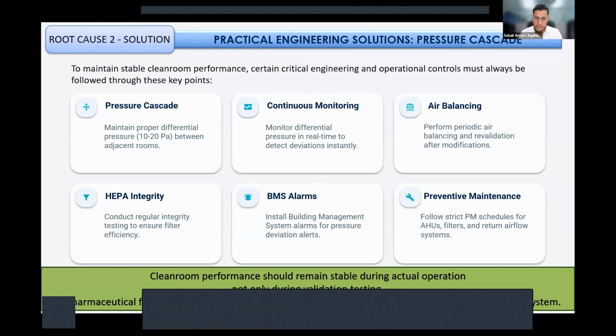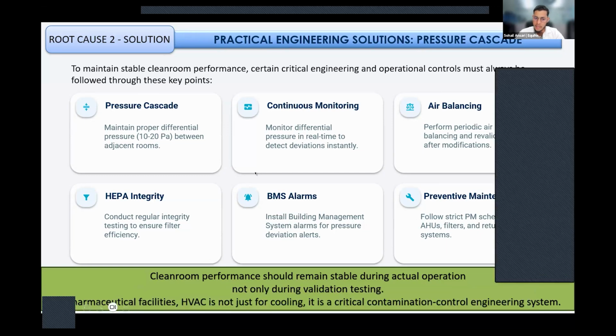between adjacent rooms. We have to monitor continuous differential pressure in real time, detect deviation instantly, perform periodic air balancing and revalidation after modifications, conduct regular integrity testing to ensure filter efficiency, install building management system alarms for pressure deviation alerts, and last, follow a strict PM schedule for AHU filters and return air system. The clean room should remain stable during actual operation, not only during validations.